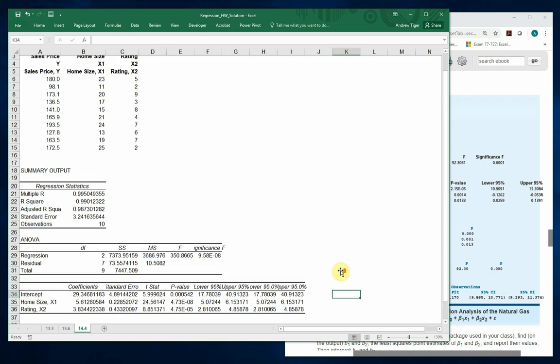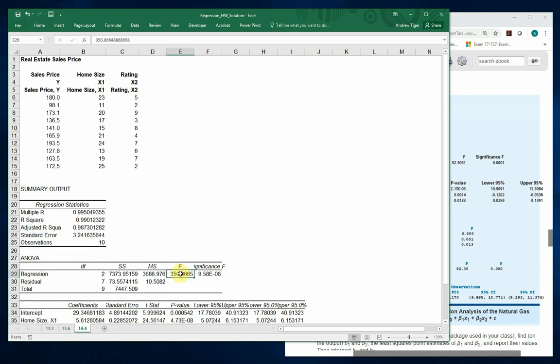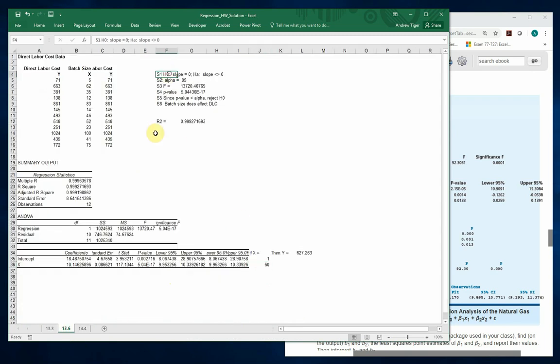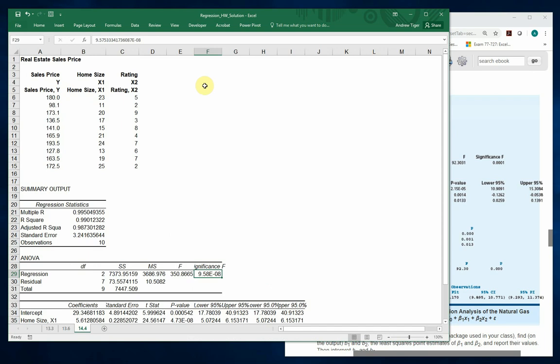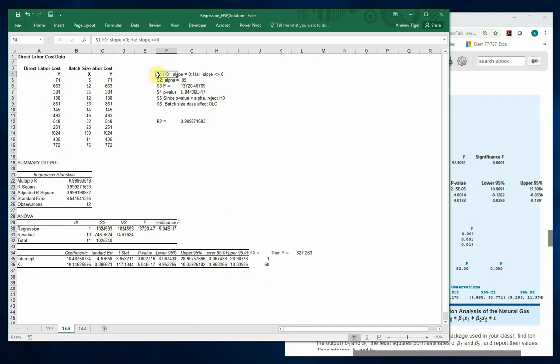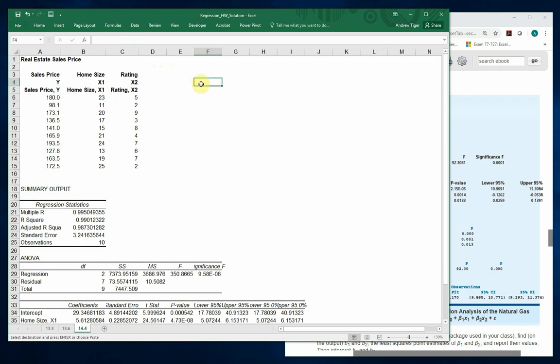The first thing to look at is the ANOVA table. This right here, it's the same thing as before. Your null hypothesis is that all of the slopes, slope 1 equals slope 2 equals 0. We assume that they're all 0, and then our alternative hypothesis is at least one of them is not equal to 0.